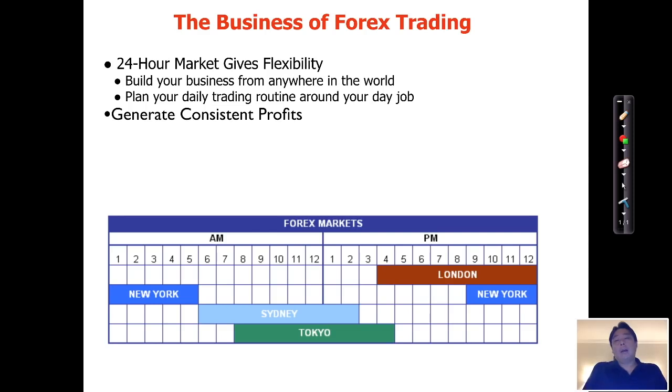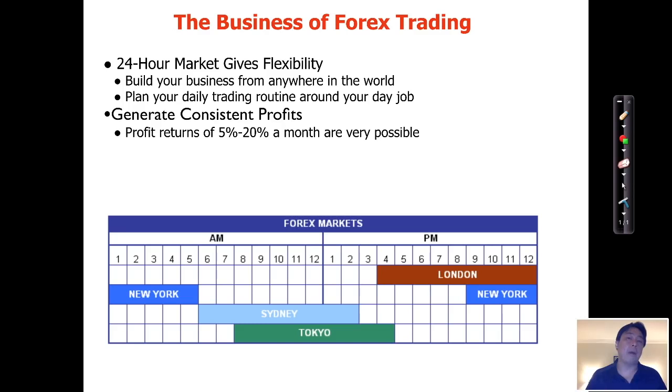Next, the business of forex trading allows you to generate consistent profits once you master this skill, okay? So profit returns of 5% to 20% a month are very possible. In fact, that's pretty common among successful forex traders. Now, some of you may think, but currencies don't move 5 to 20% a month. So how do you make 5 to 20% a month? And the answer is through leverage. The currency market allows you to leverage.